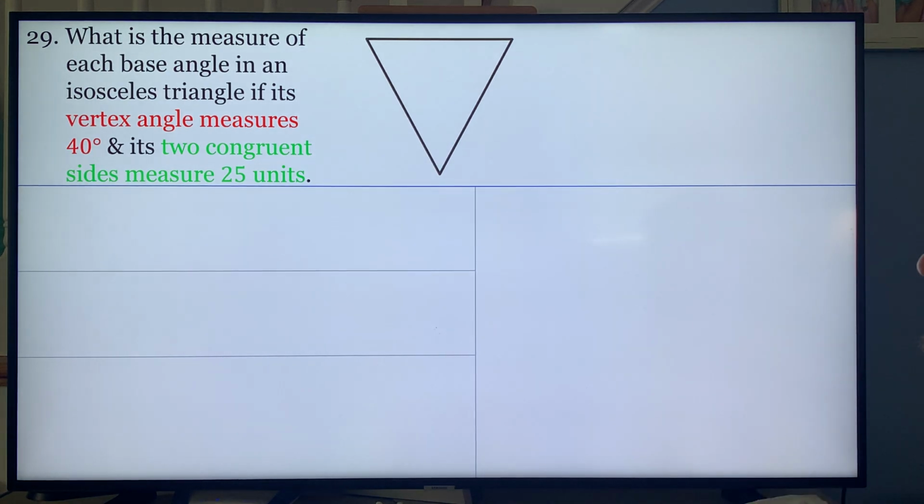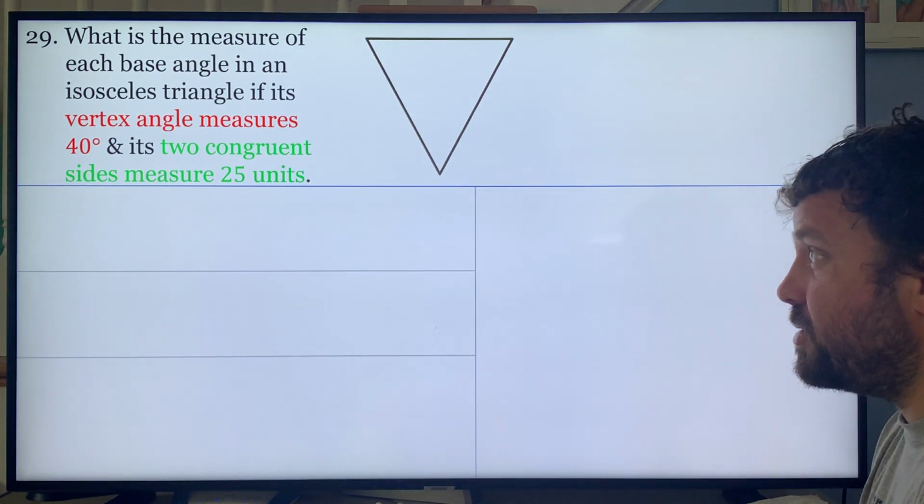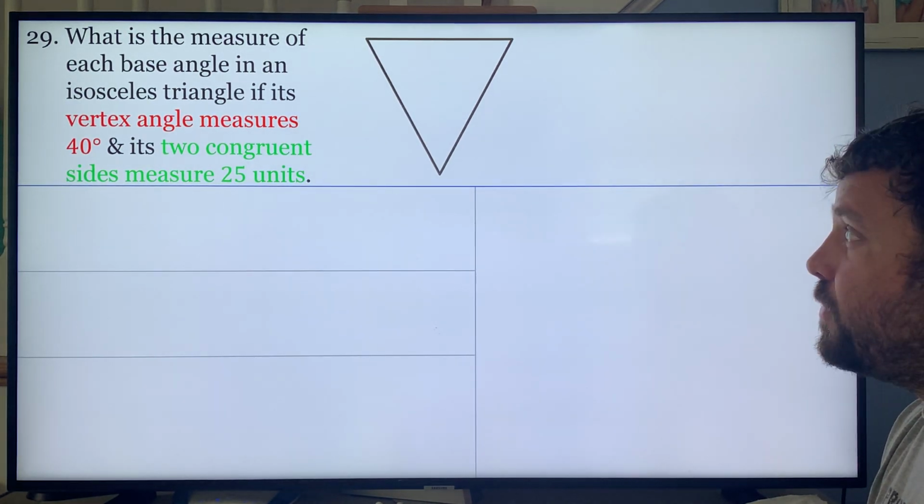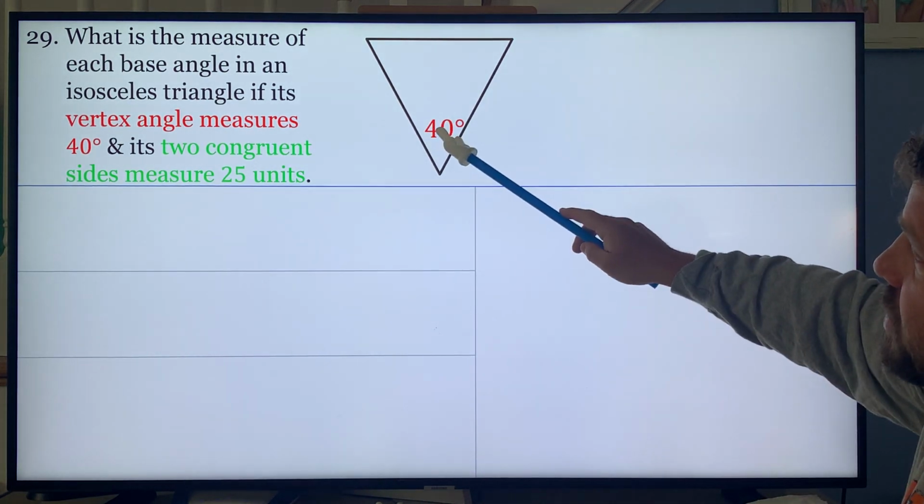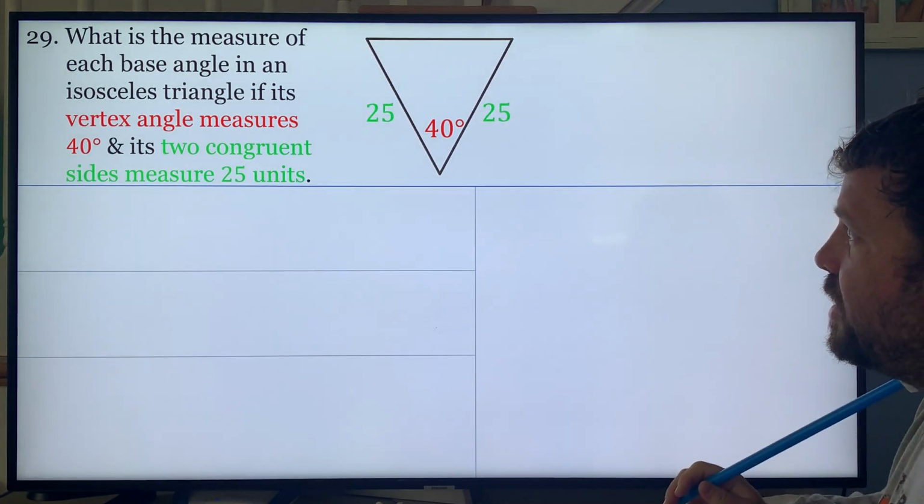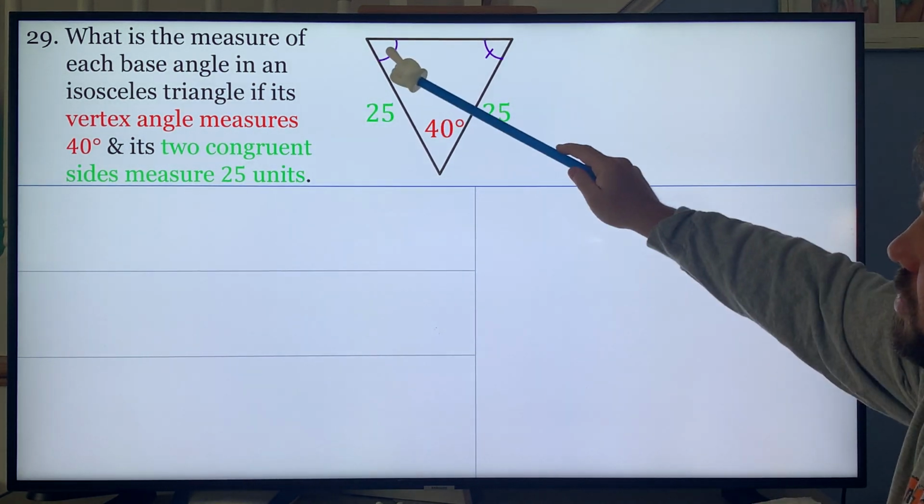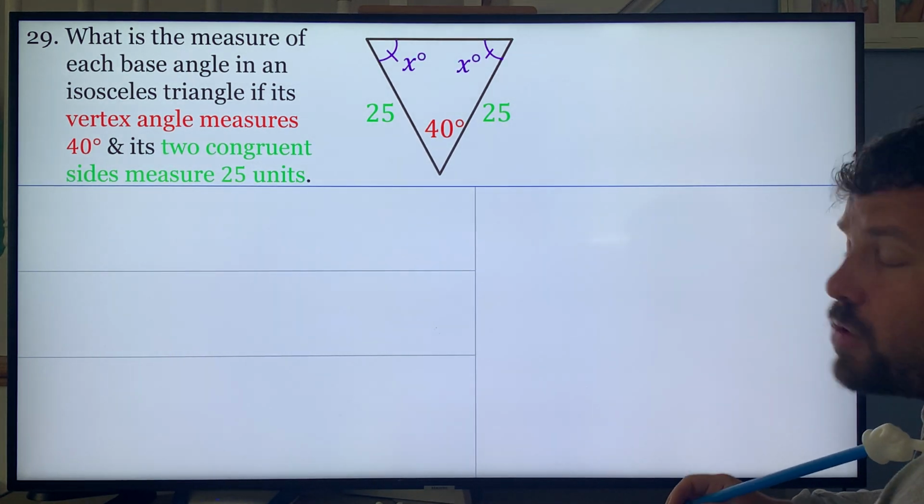Now, if it is an isosceles triangle, that means what? Two angles are equal. Two sides are equal. The vertex is 40. The vertex is the angle that is not equal. So here's your vertex, it's 40. It's isosceles, so these two angles both have to be X and X, right? The two congruent angles are across from the congruent legs. All right, so we're going to just call them both X's.